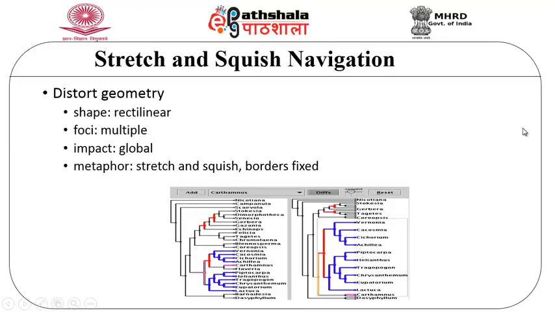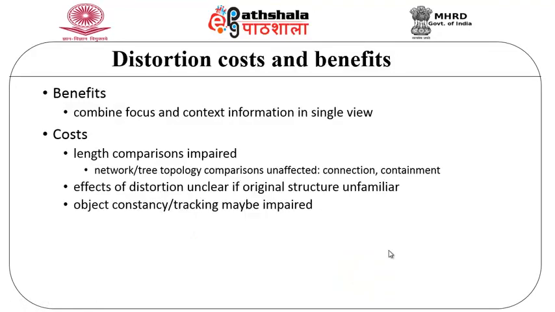The next one is the stretch and squish navigation technique, wherein we try to apply the distortion geometry where the shape is rectilinear in nature here, and the focus is not a single focus, and you have multiple foci. The impact is a global impact, and the metaphors that are applied are stretch and squish metaphors, and the borders are fixed in this case.